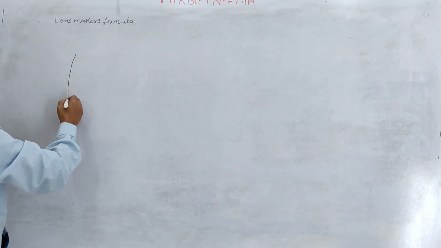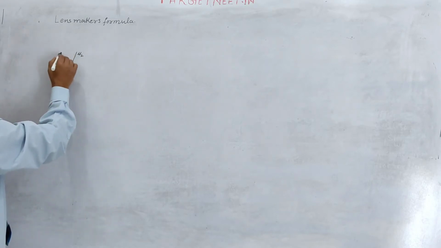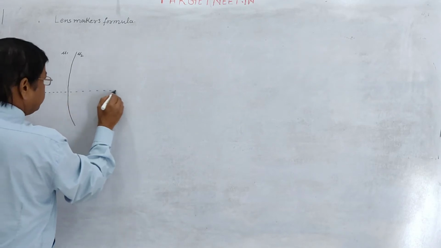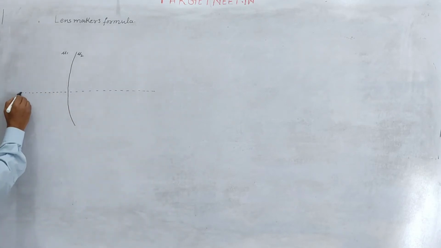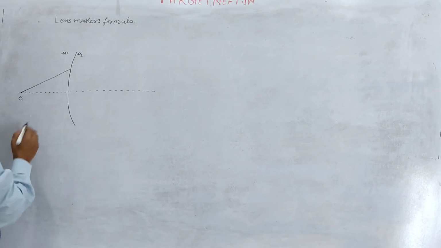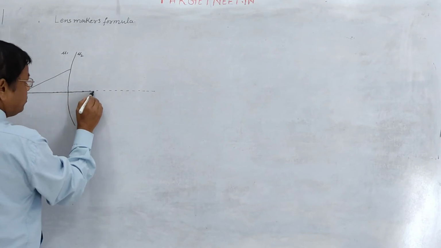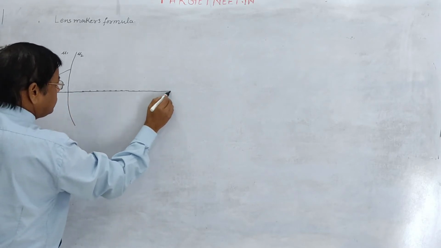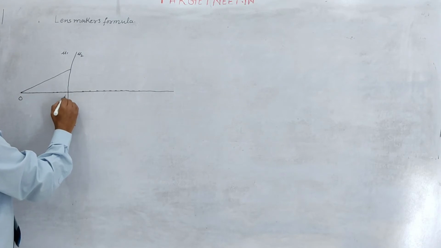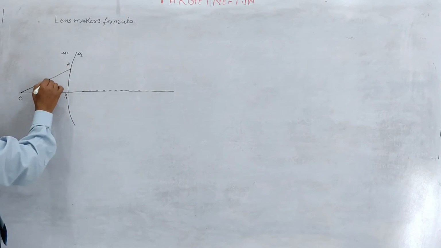Suppose this is a convex surface, with refractive indices mu 2 and mu 1, and I take an object somewhere here. Light is incident on this surface, a light that goes like this, it falls on the surface normally, so it will go straight. So the ray which is going along the principal axis passes without any deviation. Let this point be P1, the pole for the first refracting surface. This point be A. So this is the incident ray.